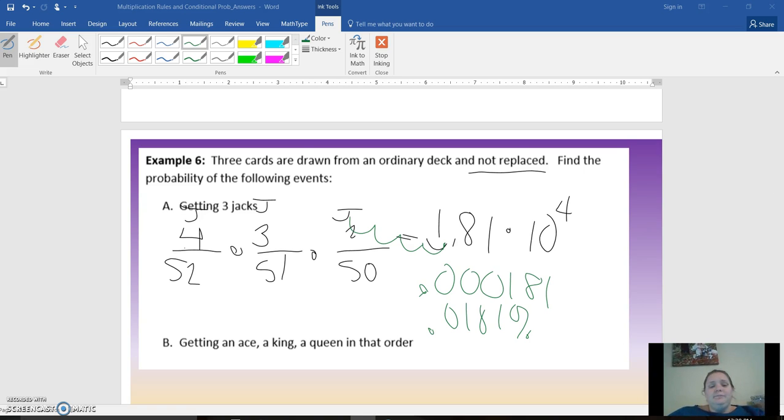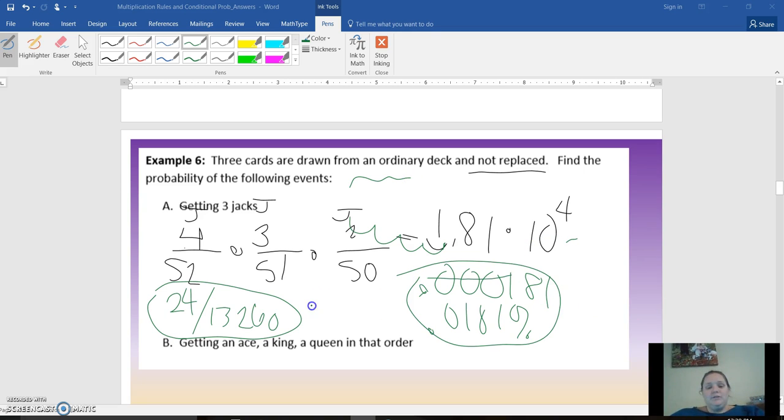If you wanted a fraction, then we would do 4 times 3 times 2, and we get 24. And then we do 52 times 51 times 50, and we get 13260. We still get this number when we divide those out. So I would write like, hey, write it as a fraction, or write it as a decimal, or write it as a percent. But all these right here, all these 3 numbers are equal.